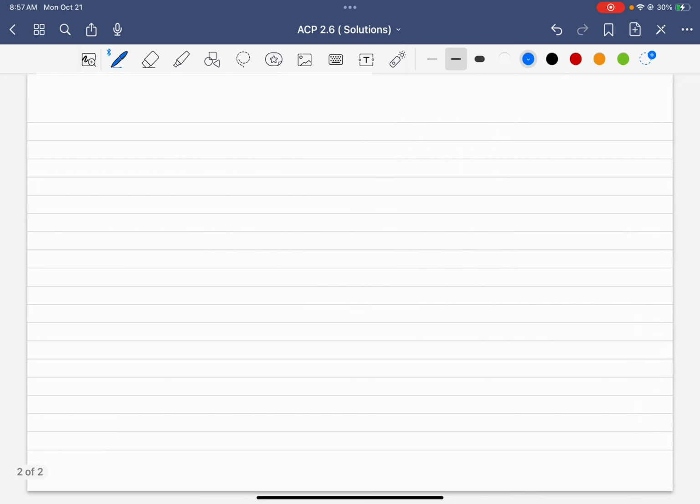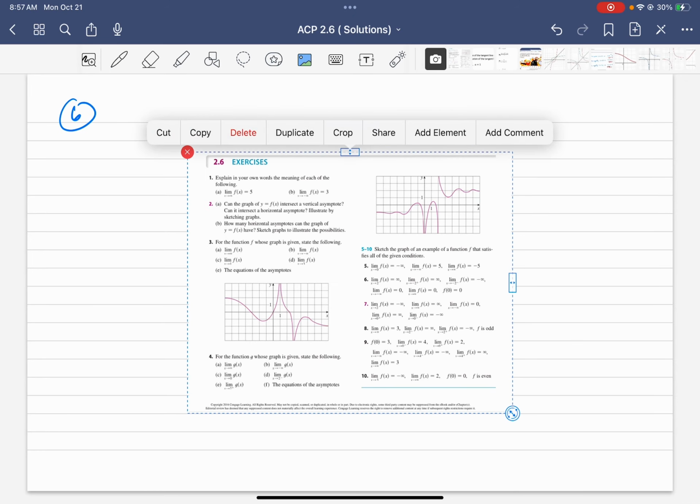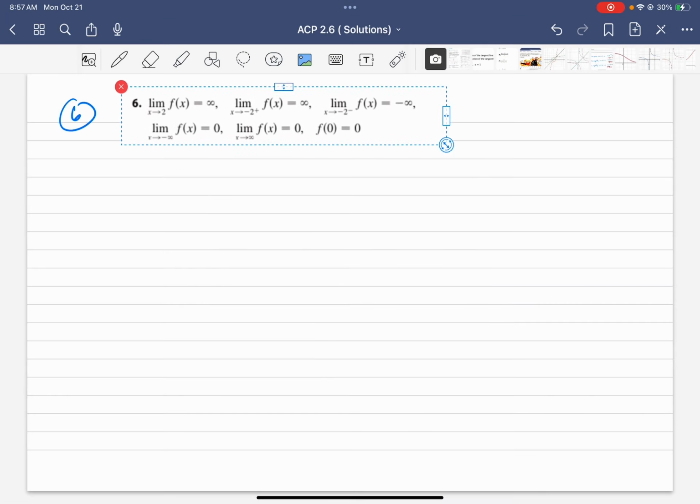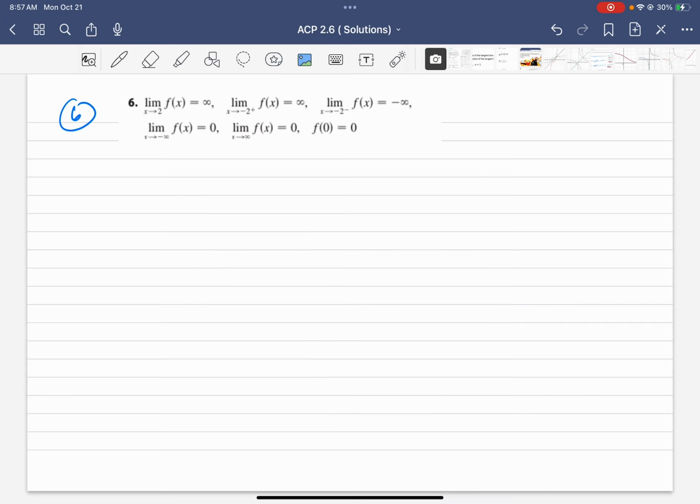Let's look at number 6. If we look at number 6, it asks us to create a function that does the following. So first, it wants the limit as x goes to 2. Well, actually, let me show you all these things. I'm going to paste it in here for you. Let me go ahead and crop, paste. So this is a classic type of question where instead of, like we just did, going from the picture to the algebra, now let's go from the algebra to the picture.